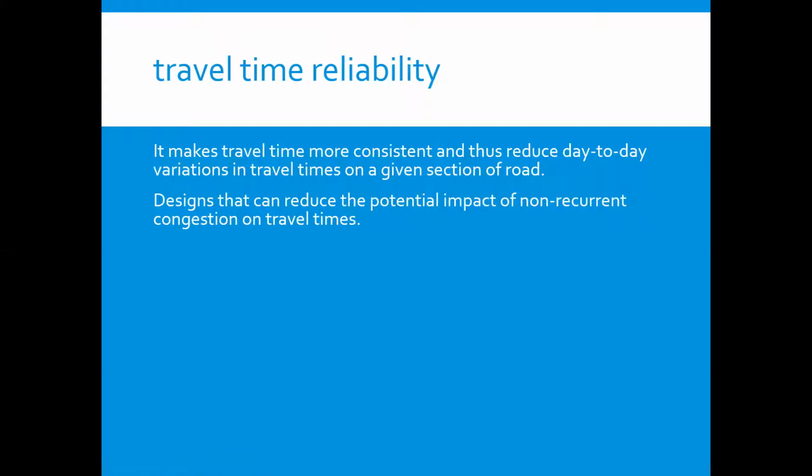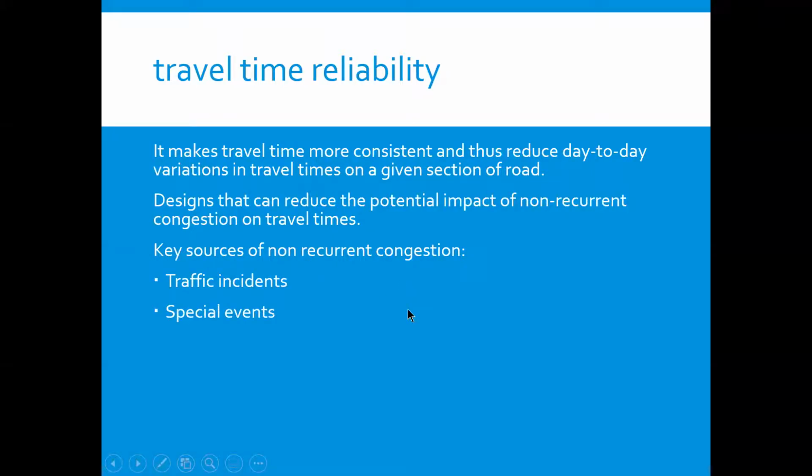Design that can reduce the potential impact of non-recurrent congestion on travel times. Key sources of non-recurrent congestion: traffic incidents, special events, work zones, traffic control devices such as traffic signals, and obviously weather.